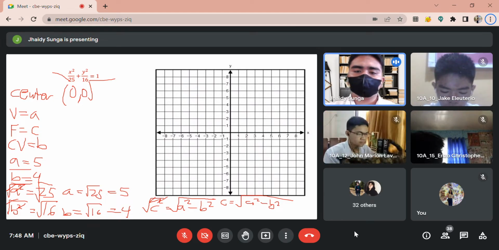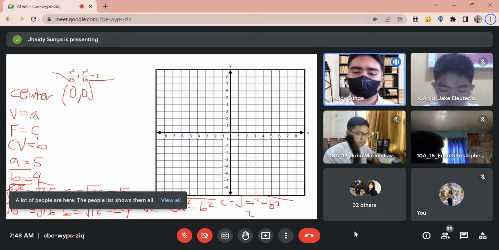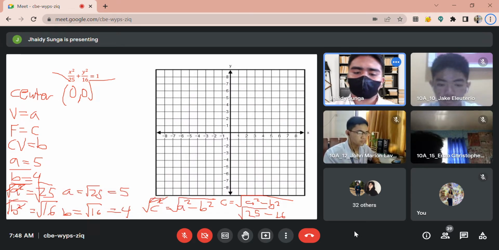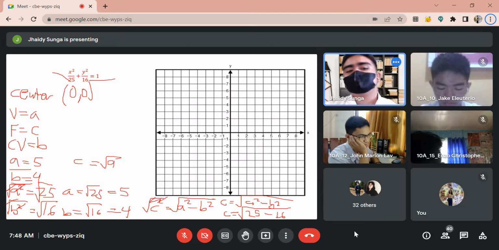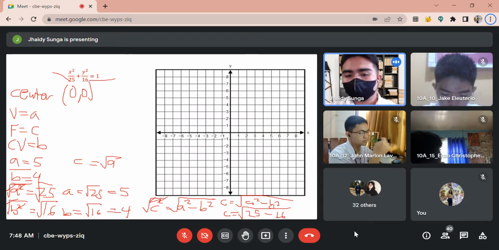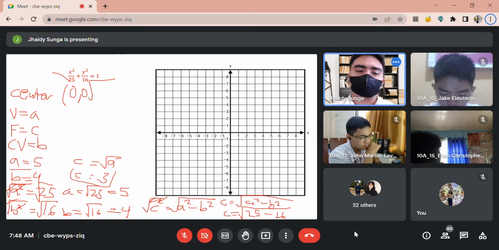And what are the values of A squared and B squared? It's 25 minus 16. And what is 25 minus 16? It's 9. So we have the radical of 9 for C. We know that 9 is a perfect square, so the square root of 9 is 3. Therefore, the value of C is 3. Okay, so I'll just erase some.